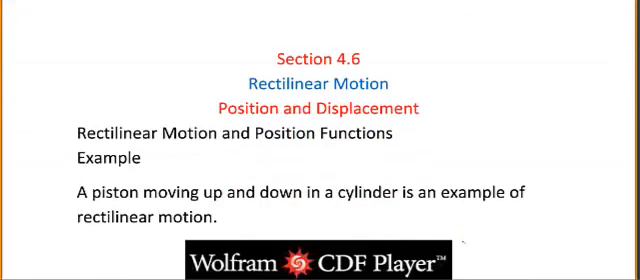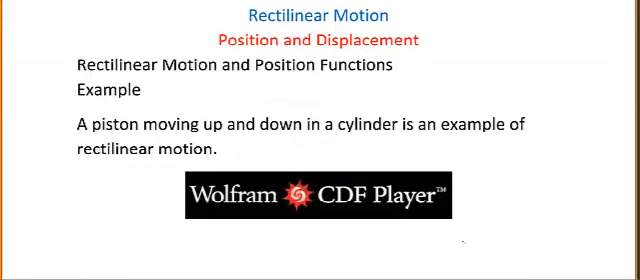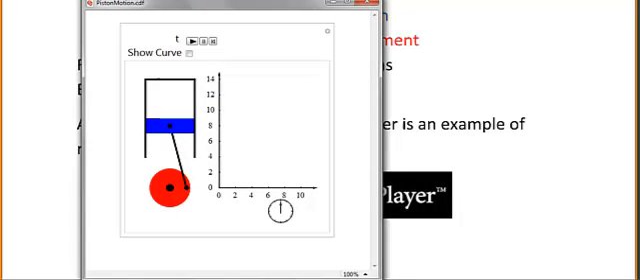Here's another example of rectilinear motion. This example of rectilinear motion is a piston moving in a cylinder. Let's let the piston go here. Notice as the piston moves in the cylinder, it moves up and down, but of course along a straight line. The position versus time curve in this case would look as follows. Notice as the object moves up and down and time passes, we move up and down on the graph. As time passes, we move further to the right.